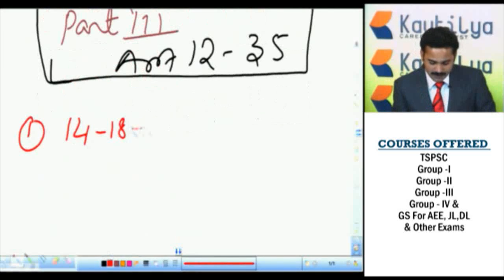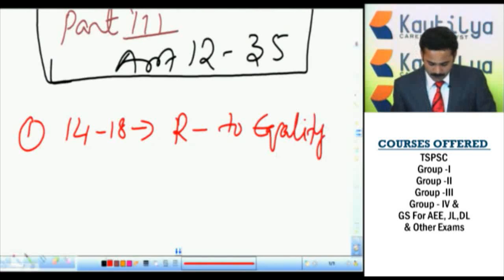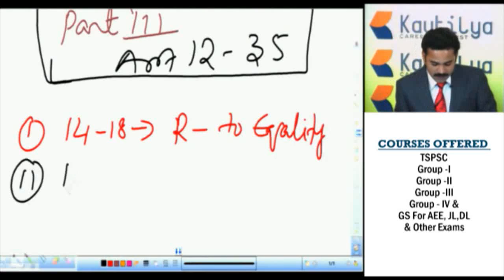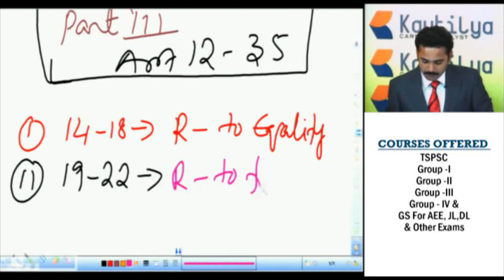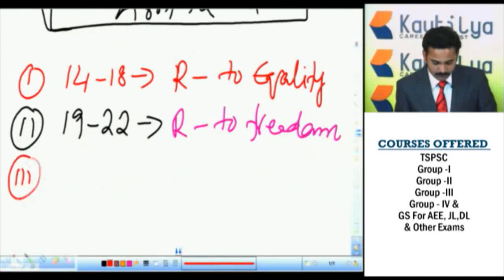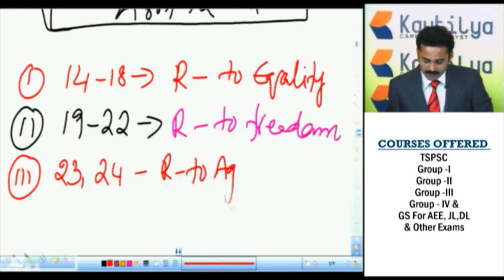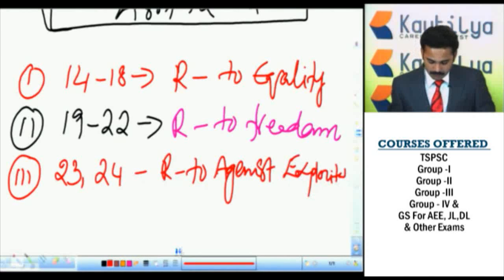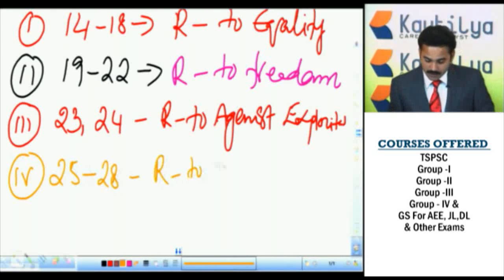First one, Article 14 to Article 18, right to equality. Second one, Article 19 to Article 22, right to freedom. Third one, Article 23-24, right against exploitation. Fourth one, Article 25 to 28, right to religious freedom.